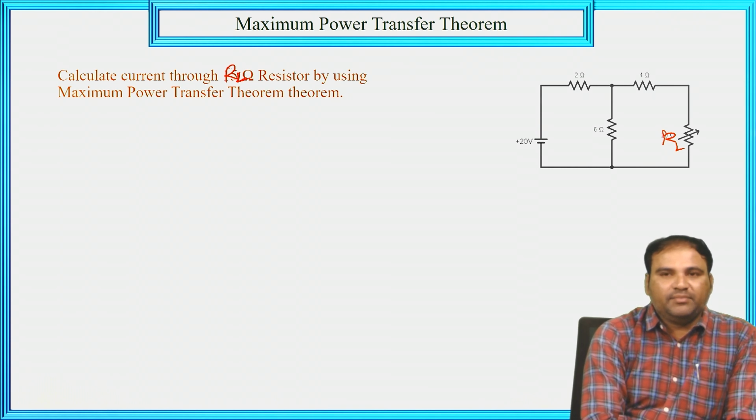Here also the same thing. First we have to calculate the VTH. After that we have to calculate the RTH. Then we can substitute VTH and RTH in the maximum power equation. We'll get the P max value.